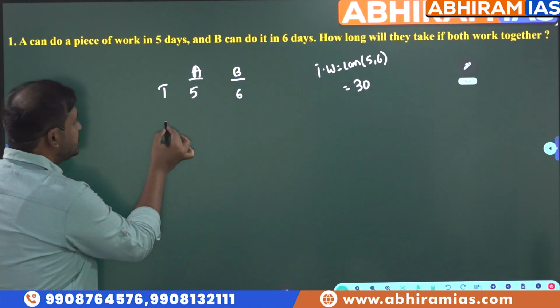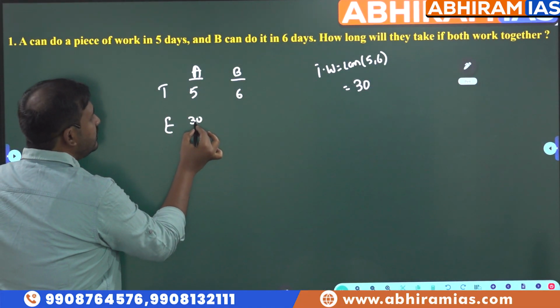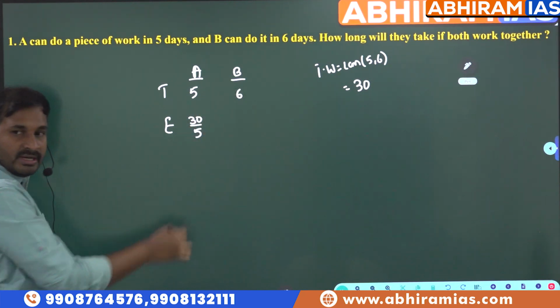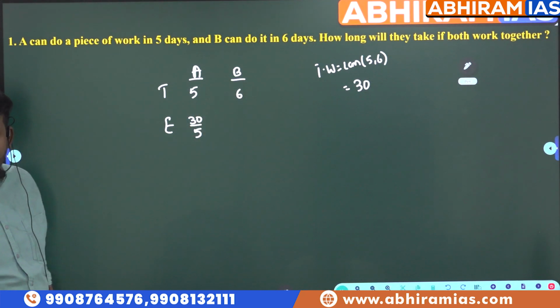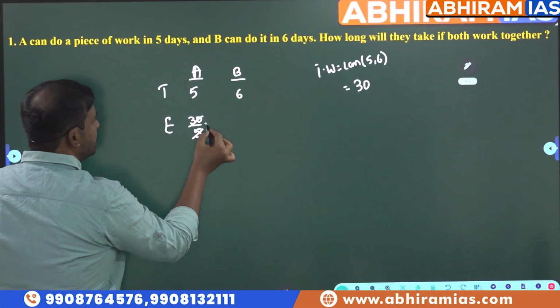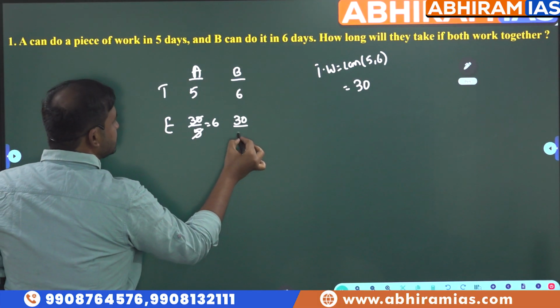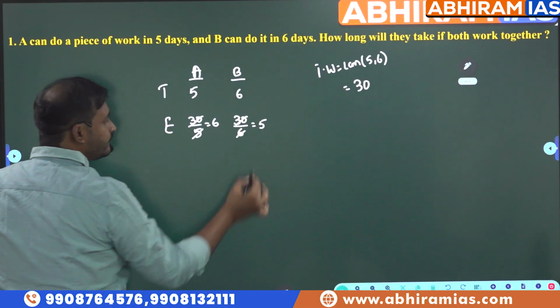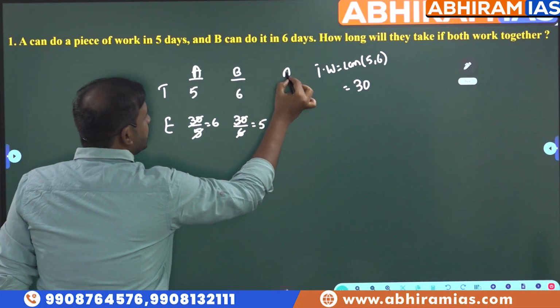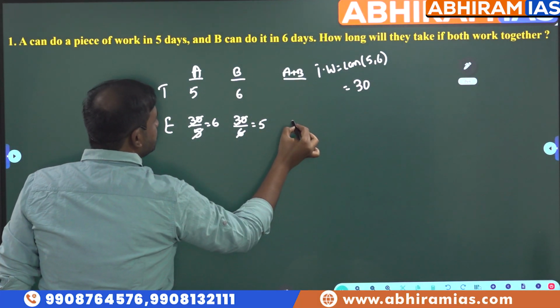Now what is the efficiency of A? 30 by 5. Why? Because efficiency is total work by time taken. So efficiency of A becomes 6. B's efficiency is 30 by 6, which is 5. Now they are working together, so A plus B combined efficiency will become 11.